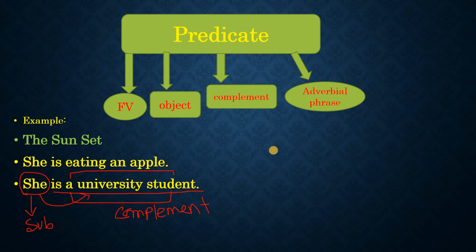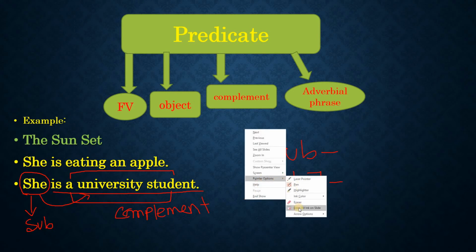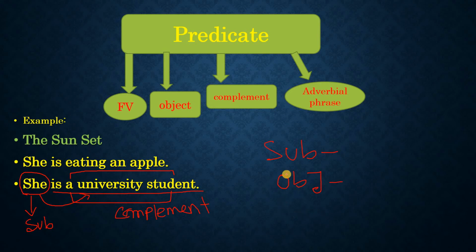There are two types of complement. Dear students, listen to what I say and try to realize. There are two types of complement: number one, subject complement, and number two, object complement. So this is subject complement because I have gotten some information about the subject. Dear students, I will discuss object complement later on.